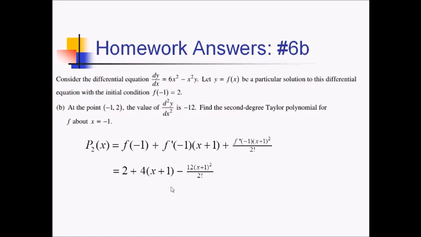And if you wanted to simplify this, you could make this last piece just minus 6 (x + 1) squared. There was no need to simplify it, but you could have. Either way, there's our polynomial.